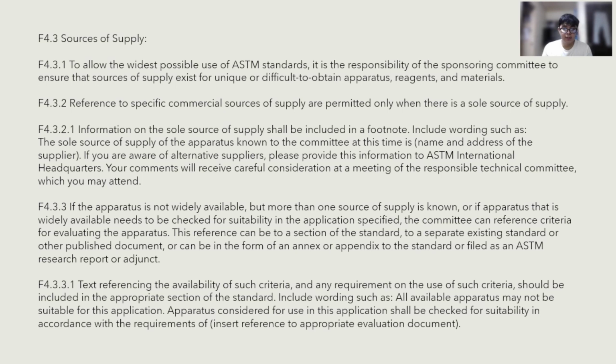This reference can be a section of the standard, a separate existing standard or other published document, or can be in the form of an annex or appendix to the standard, or filed as an ASTM research report or adjunct. The text referencing the availability of such criteria and any requirement of use of such criteria should be included in the appropriate section of the standard. Include wording such as: all available apparatus may be suitable for this application. Apparatus considered for use in this application shall be checked for suitability in accordance with the requirements of insert reference to appropriate evaluation document. F5.